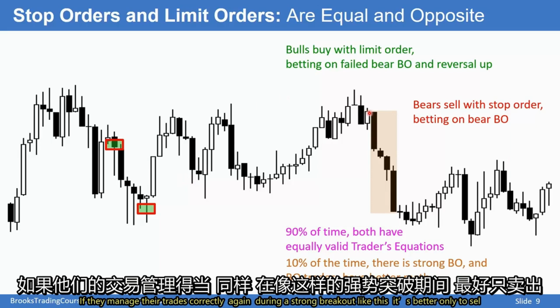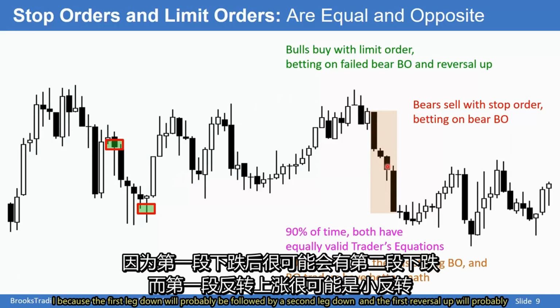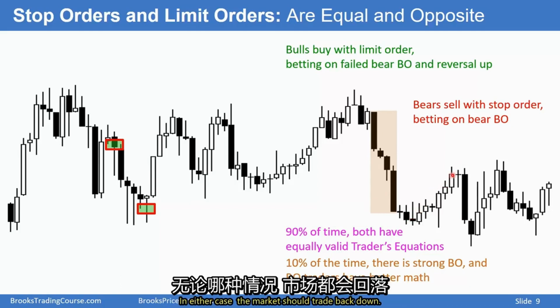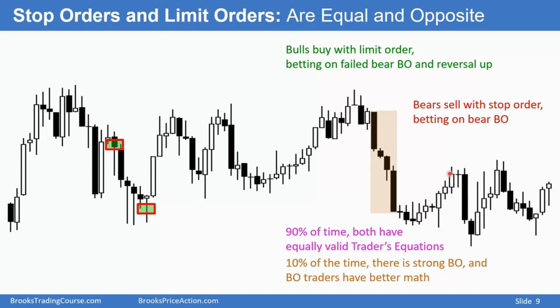Again, during a strong breakout like this, it's better only to sell because the first leg down will probably be followed by a second leg down, and the first reversal up will probably be minor, either a bear flag or a bull leg in a trading range. In either case, the market should trade back down.